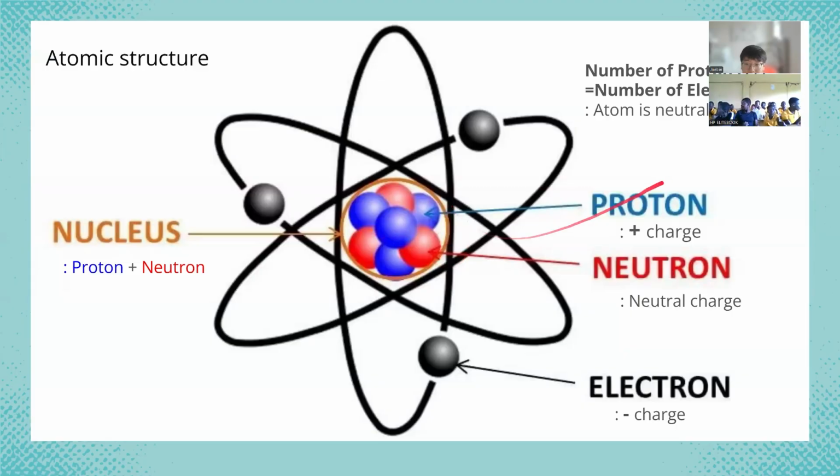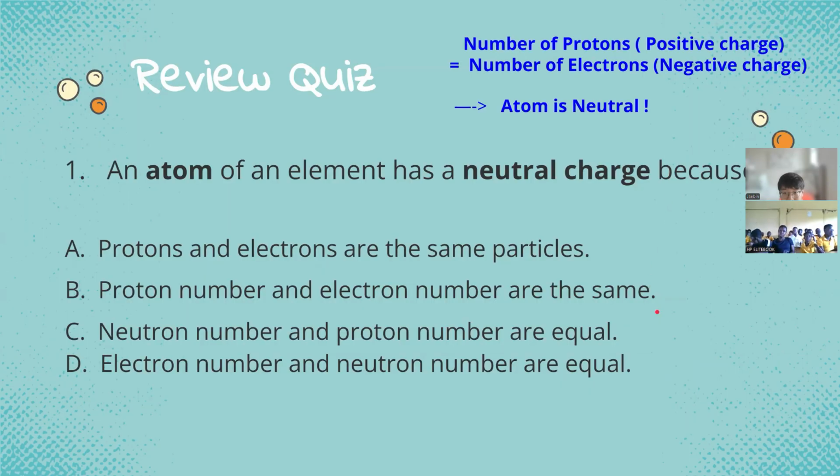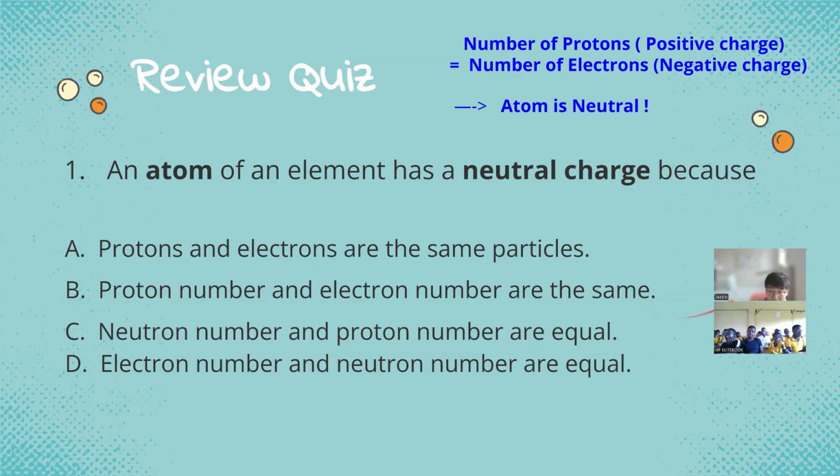So here we can see that I've written a little hint: the number of protons equals the number of electrons. So the atom is neutral. Always remember that the number of protons equals a positive charge, and the number of electrons equals the negative charge. So that's why the answer must be B, right? Because proton number and electron numbers are equal, the charge remains neutral. So neutral charge means zero charge.